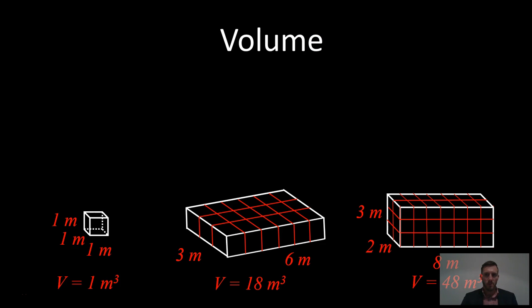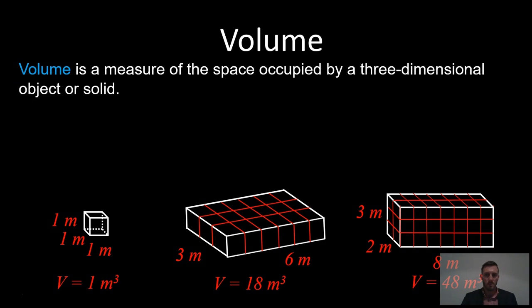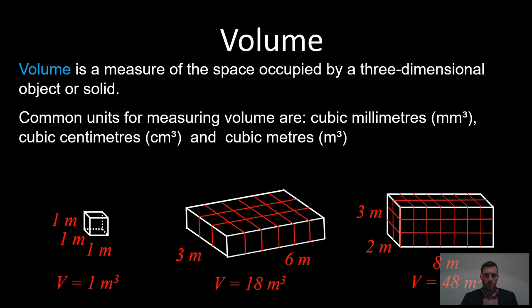You may recall from the video on volume units, volume of prisms and cylinders, that volume is a measure of the space or cubic units occupied by a three-dimensional object or solid. Common units for measuring volume are cubic millimeters, cubic centimeters, and cubic meters. If you need a further explanation on this, please refer to the video on volume units, volume of prisms, and volume of cylinders.